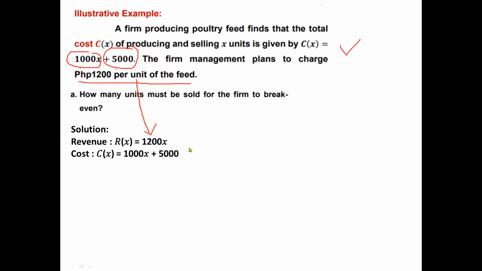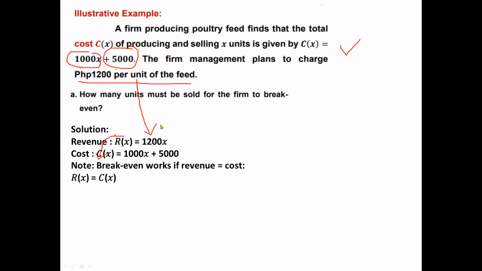Now, since given naman ang ating cost, C of X, 1,000X plus 5,000, at hindi ba sabi ko kanina, kapag break even, equal lamang yung dalawa. Equal ito sa C of X, equal yung dalawang yan. So, equate natin. R of X equals to C of X. And that's it. Break even works if revenue is equal to cost. That is why we will use this equation. Kapag break even anak, yan ang ginagamit natin. So, anong gagawin ko ngayon? I-equate lang natin ang value ng R of X at ng C of X.